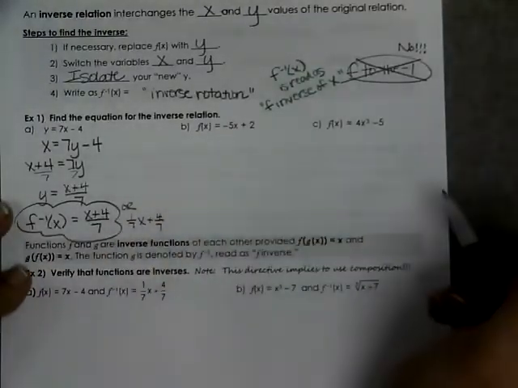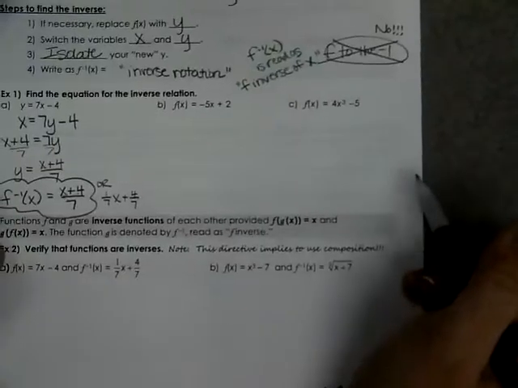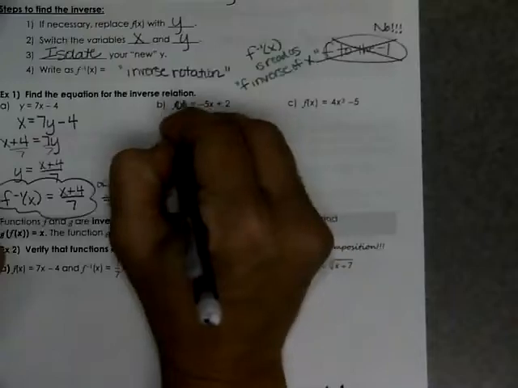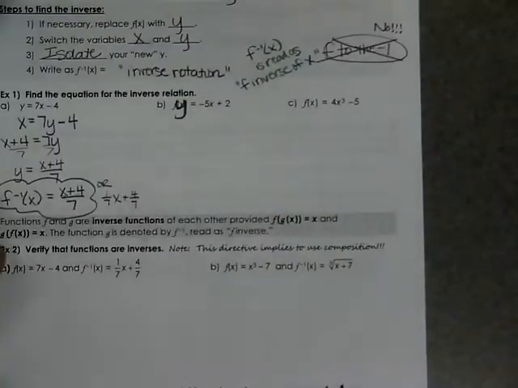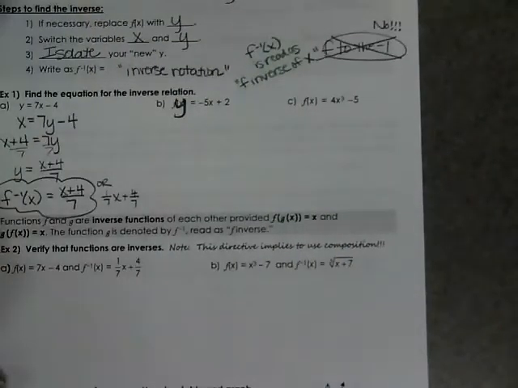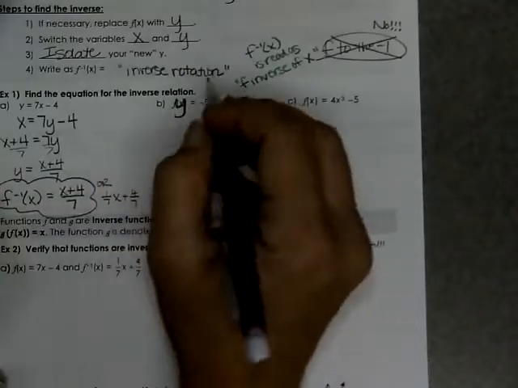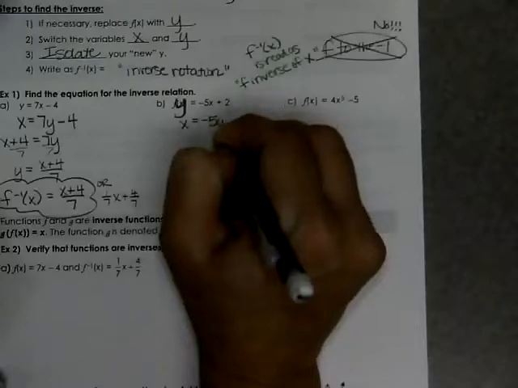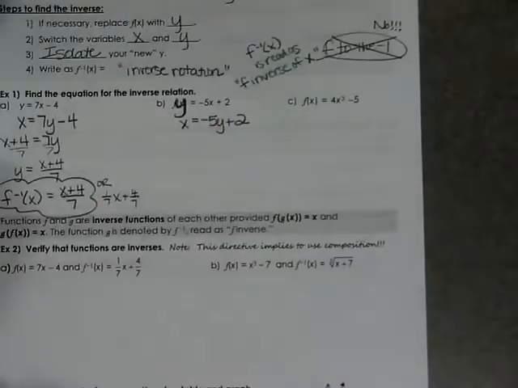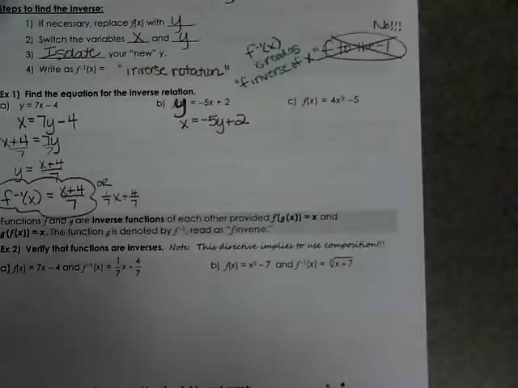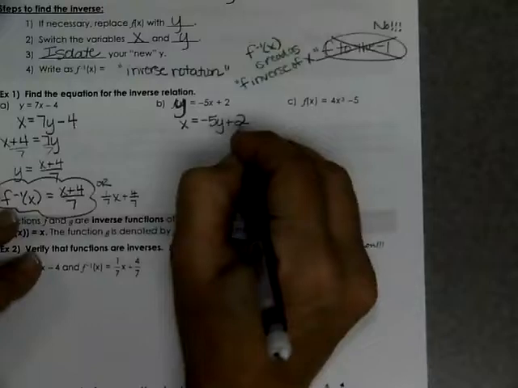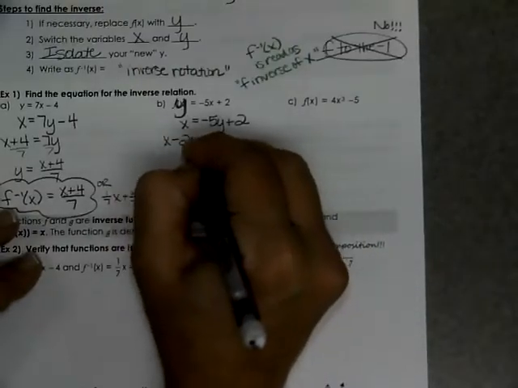f of x equals negative 5x plus 2. Again, we replace f of x. We know that's really a y. So this is y equals negative 5x plus 2. Step 2, we'll switch the variables x and y. So we'll end up with x equals negative 5y plus 2. And now we'll isolate our new y. To isolate y, we would subtract 2.